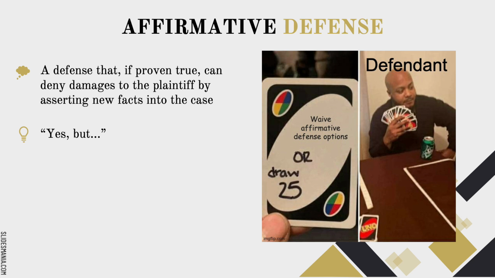For example, in a breach of contract, the defendant may admit the contract exists and admit that they breached it, but if they can present a valid reason for the breach and why the contract should be unenforceable, they could prevent the plaintiff from getting damages.